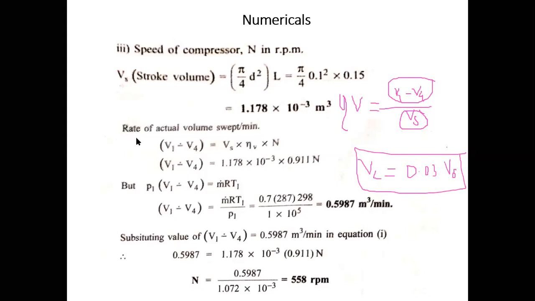speed of a compressor. Now first of all, we find out the rate of actual volume flow per minute. Here we are finding the actual volume flow rate. So volume flow rate.